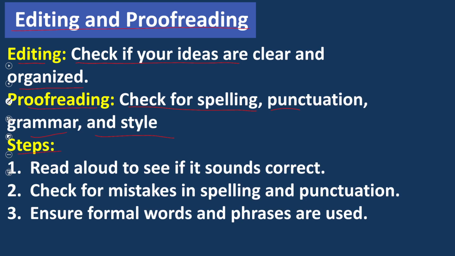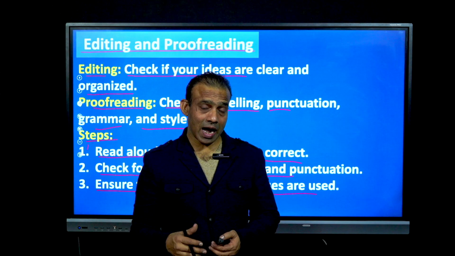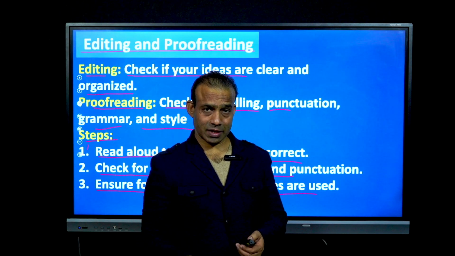And look at these steps. Number one, read aloud to see if it sounds correct. Yes, whatever you have written, read it aloud. And then check for mistakes in spelling and punctuation as well. Third point, ensure formal words and phrases are used. And unfortunately, if such formal words are not in our letter or email, we must include them to make it formal. So, dear learners, it is a very important step, and I hope you have understood it. Now, move to the next slide.